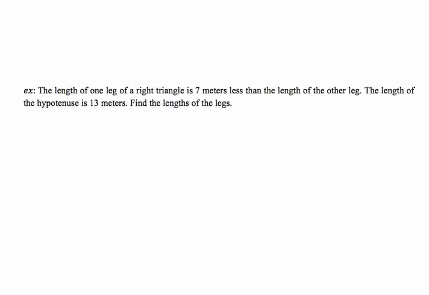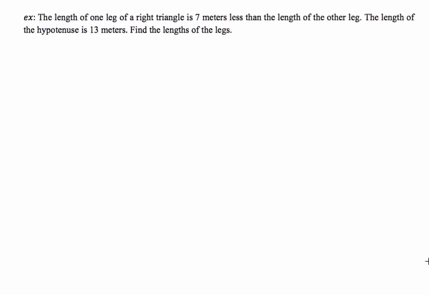Okay, and we're going to do one more example here, so make sure you try it on your own first. Alright, the length of one leg of a right triangle is 7 meters less than the length of the other leg, and the length of the hypotenuse is 13. Find the lengths of the legs of the triangle. Okay, so lots of information here. We want to find the length of the legs.